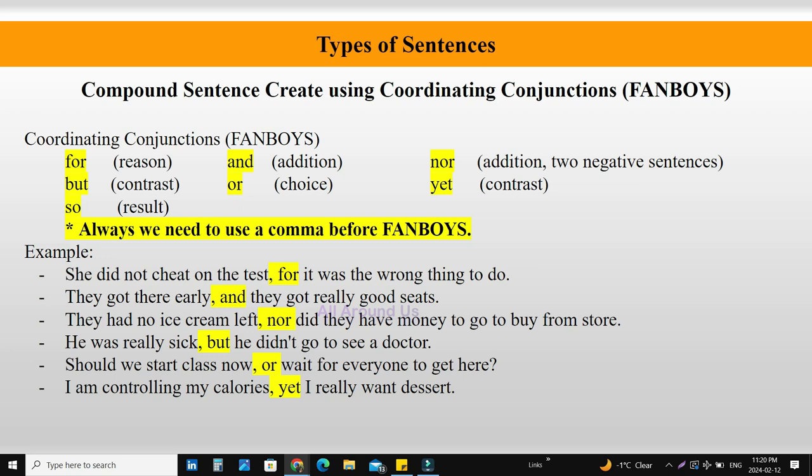In the same way: They got there early, and they got really good seats. They had no ice cream left, nor did they have money to buy any from the store. He was really sick, but he did not go to see a doctor. Should we start class now, or wait for everyone to get there? I am controlling my calories, yet I really want dessert.